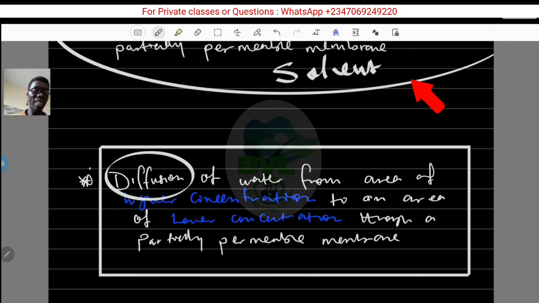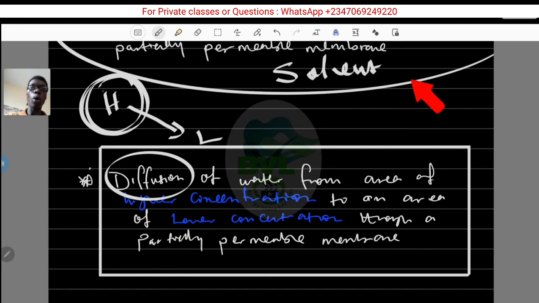The reason why I can accept it partially is this, because diffusion means from area of high concentration to low concentration. So when you use this word diffusion, you're saying that you're moving water from where water is more to where water is low. It still makes sense. If that is what this definition meant, it makes sense.